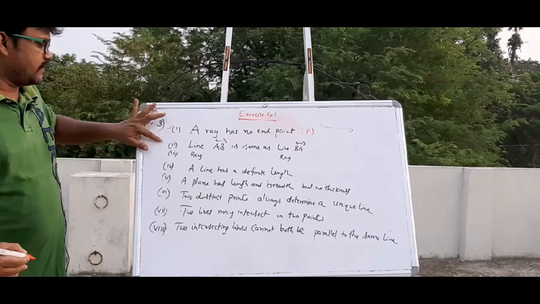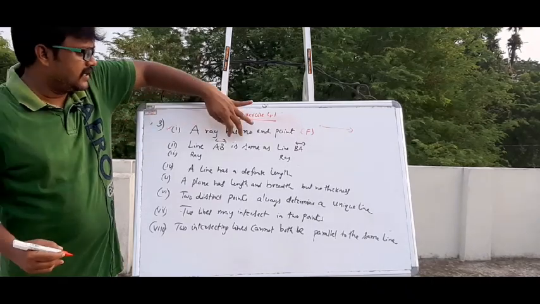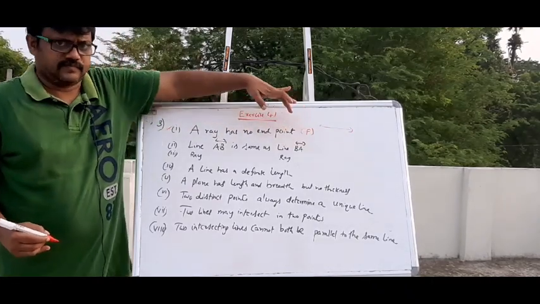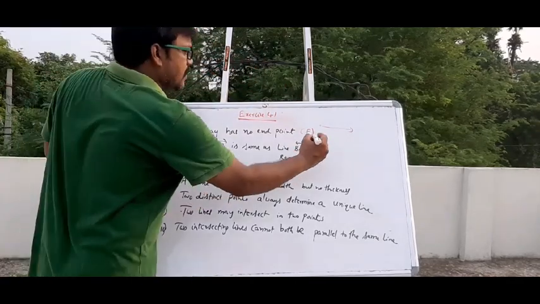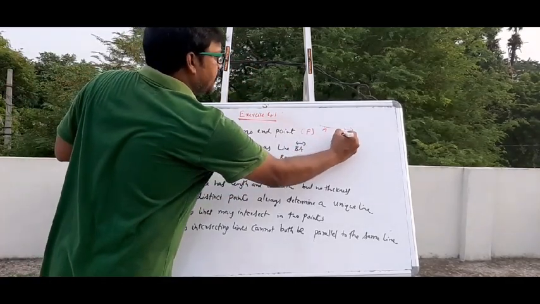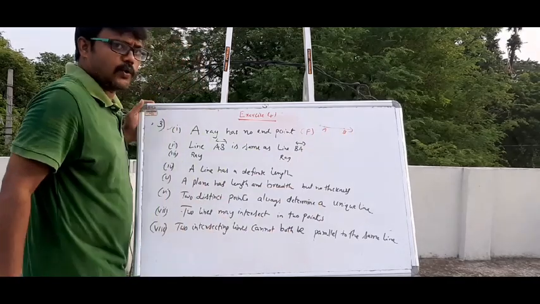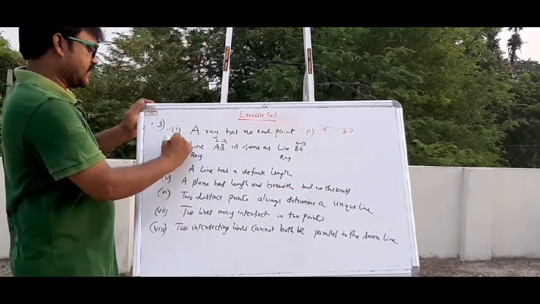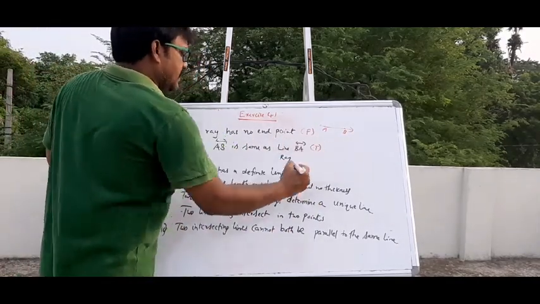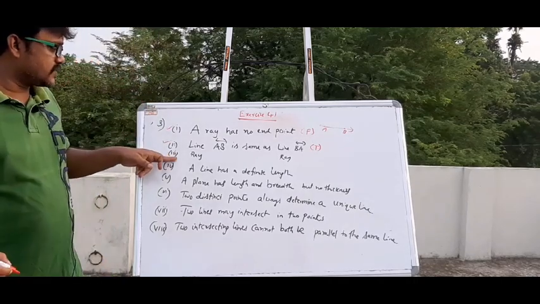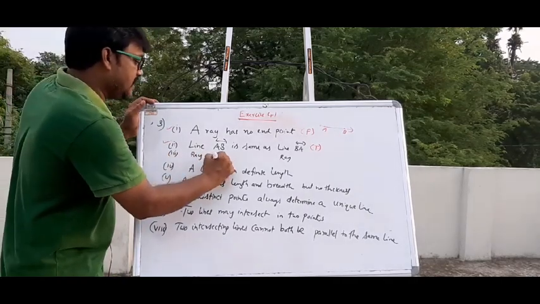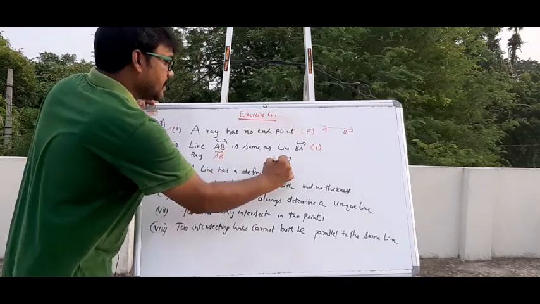Okay, and now see the second one. Line AB is the same as line BA. Indeed, no problem. You can change the order of the letters. You can call it line AB or line BA, no problem. So it is a true statement. And in the same way, the third question: ray AB is the same as ray BA.